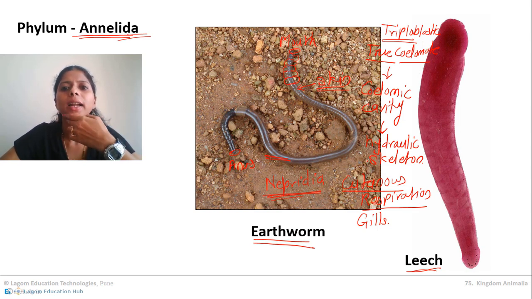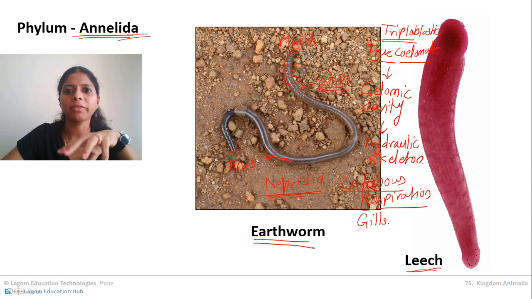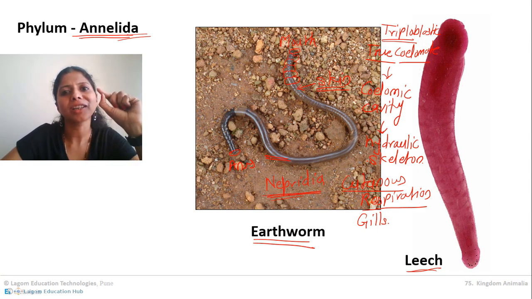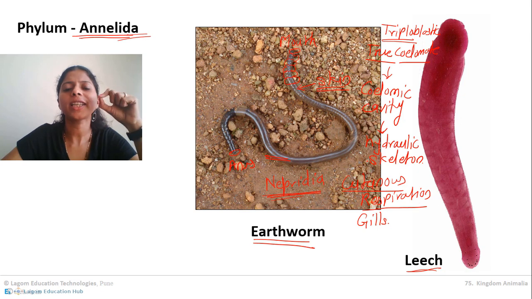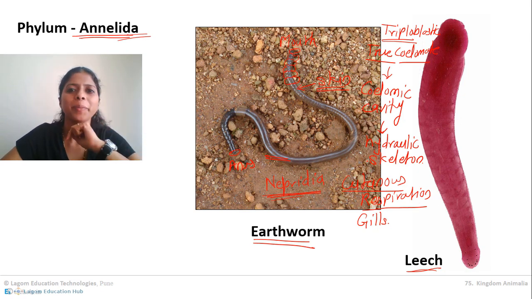Now the next thing is that their development, usually in earthworm, is direct development. It means there is no larval stage. When the earthworm egg hatches, a small earthworm comes out. Even in case of leech it is direct. So when the egg of leech hatches, a small leech comes out. But in case of Nereis, it is different. It is indirect.